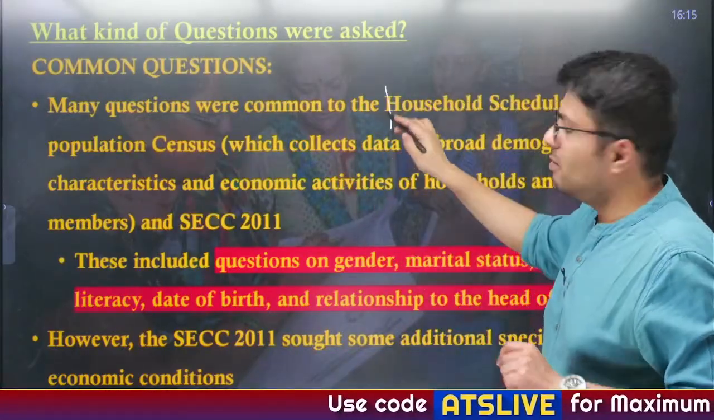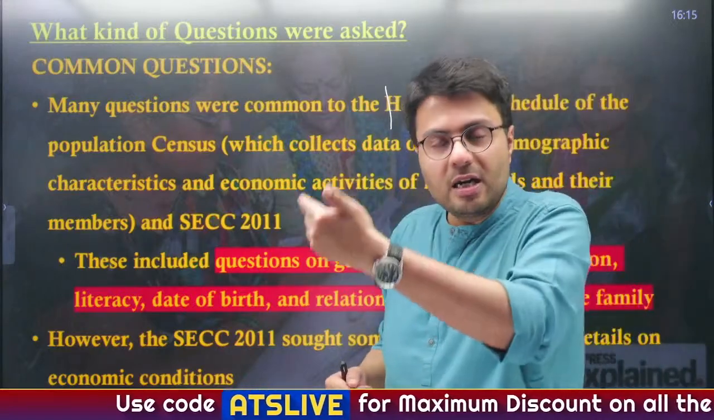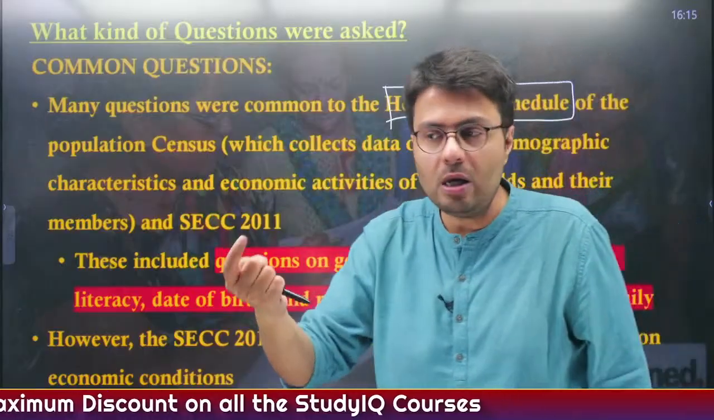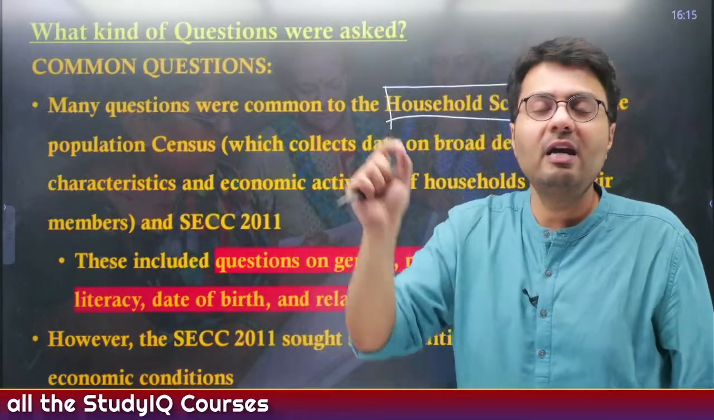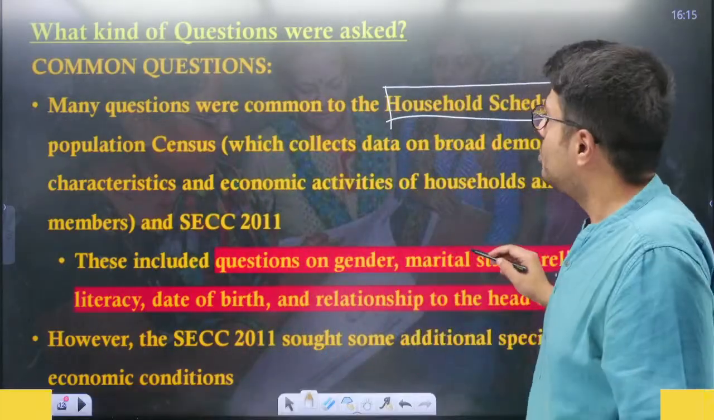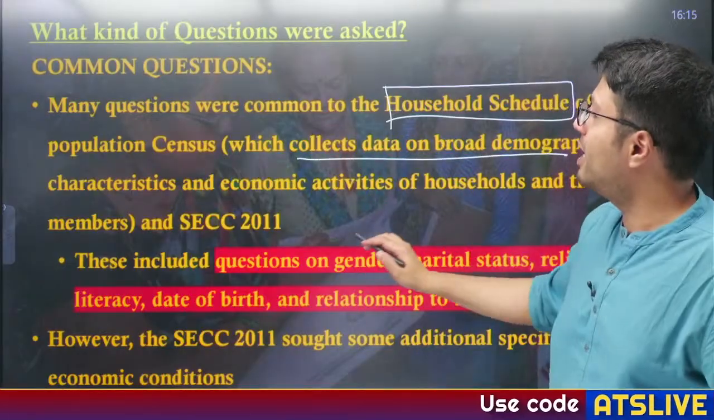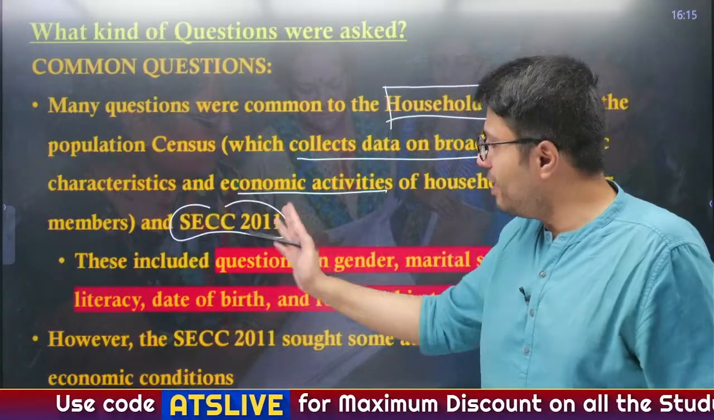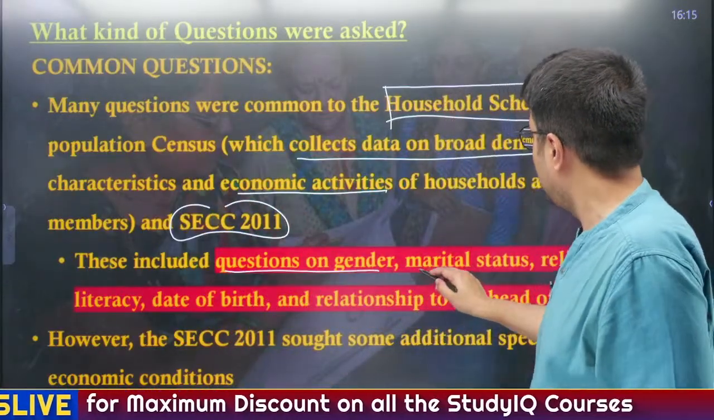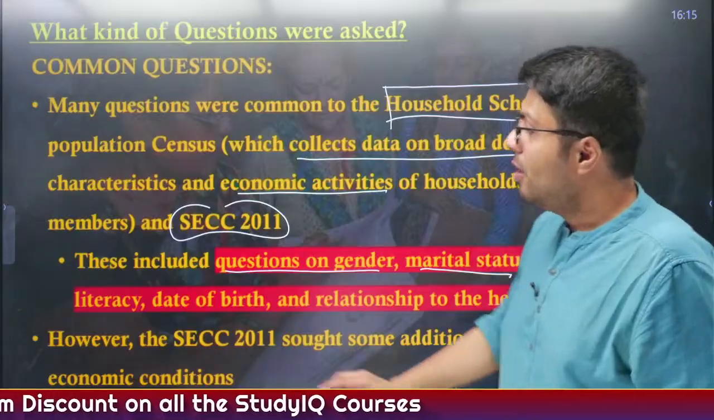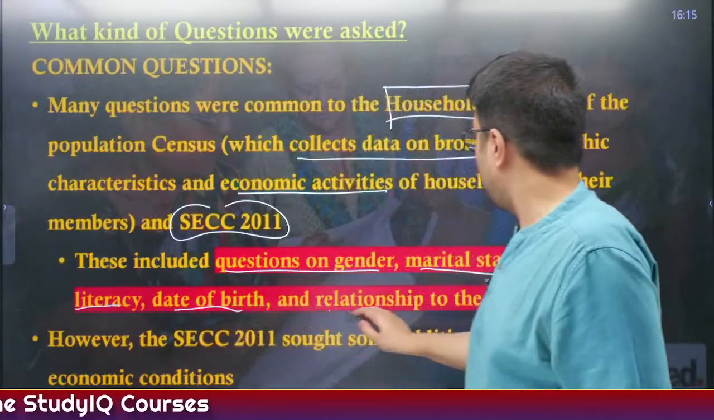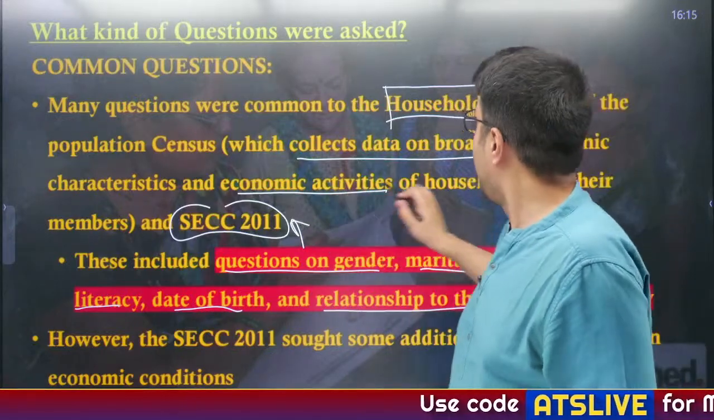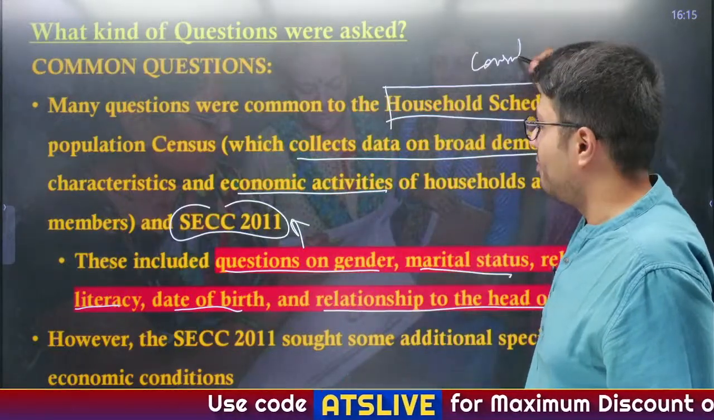The exercise conducted by the person who comes to conduct the census is called the household schedule, right? So a person visits your household, and whoever comes asks questions to the person. This collects data on broad demographic characteristics and economic activities, and these were common in SECC 2011. So what kind of data were common? Questions were asked on your gender, marital status, religion, whether you are literate or not, date of birth, relationship with the head of family. These kinds of data are common to both SECC 2011 as well as Census 2011, right?